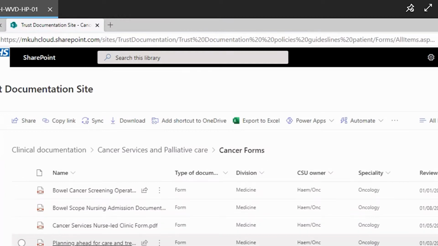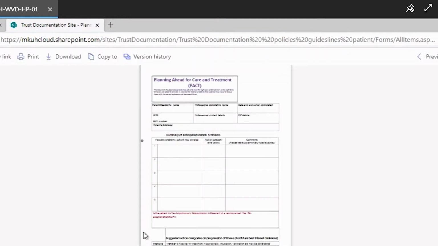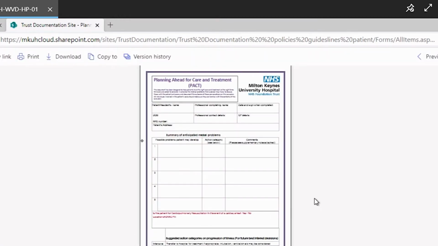We will now demonstrate an example of a PACT conversation with a relative of someone without capacity.